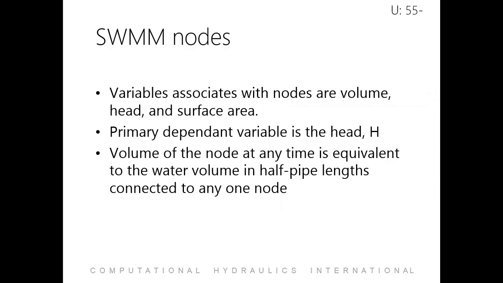A few additional points about SWMM nodes. The variables associated with nodes are volume, head, and surface area, as we saw previously in the continuity equation. The primary dependent variable at a node is the hydraulic head, H. This head is assumed to be changing in time but constant throughout any single node. The elevation of the water surface at a node is equal to the invert elevation plus water depth. The volume of the node at any time is equivalent to the water volume contained in all half pipe lengths connected to that node.